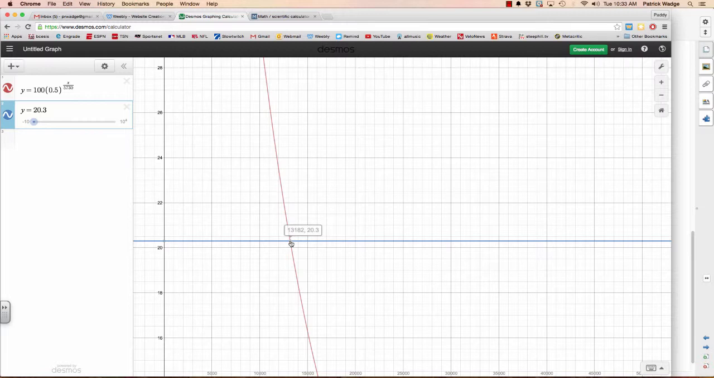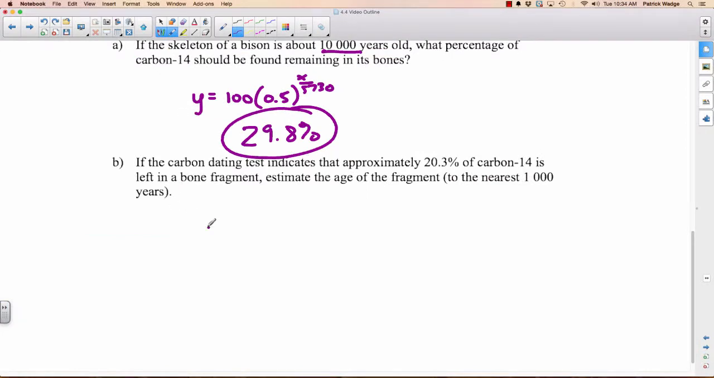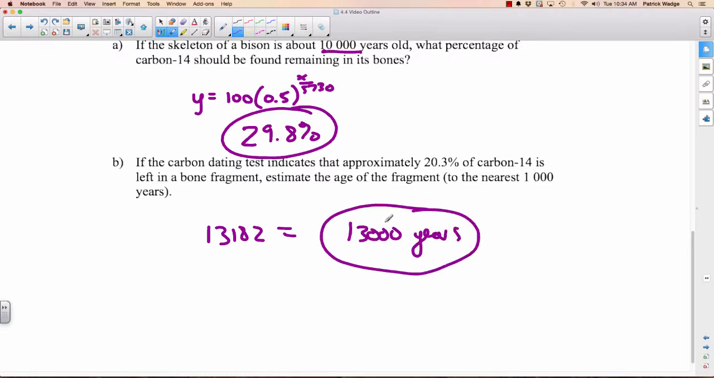It's so much faster in Desmos. I love it, and it's free. And you get 13,182. So there you go, 13,182, but they wanted it to the nearest 1,000 years, so it'd be 13,000 years. Alright, there you go. I'll give you graphing calculators in class. I recommend you download Desmos as well, and then you also can use your scientific calculators or pen and paper. Up to you.